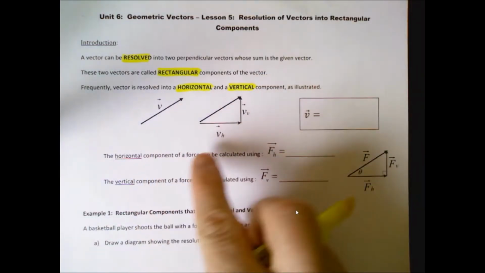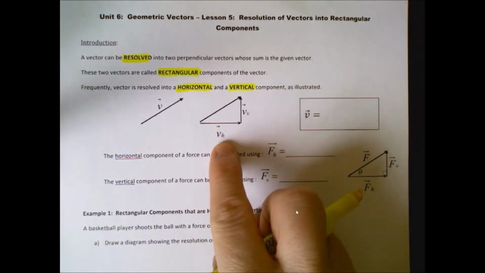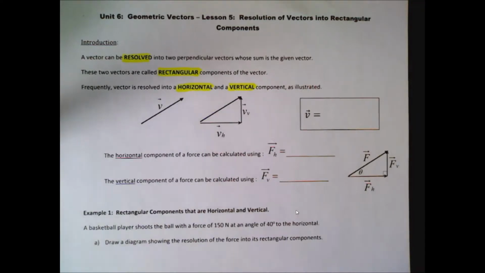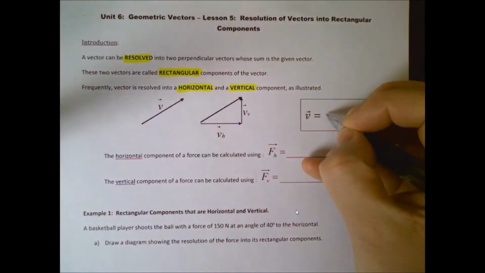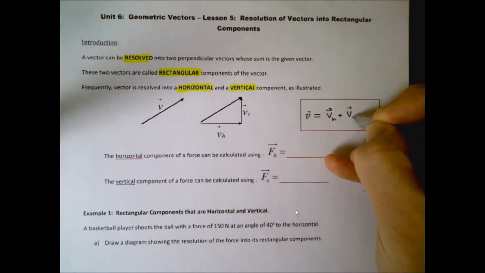So here's my vector. I can break it into the horizontal component, which is called VH, and then the vertical vector, which is called VV. So that means that vector V is really equal to vector VH plus vector VV.